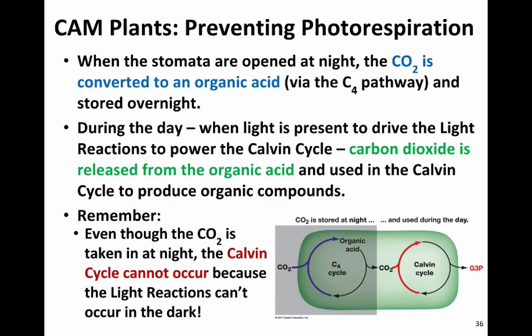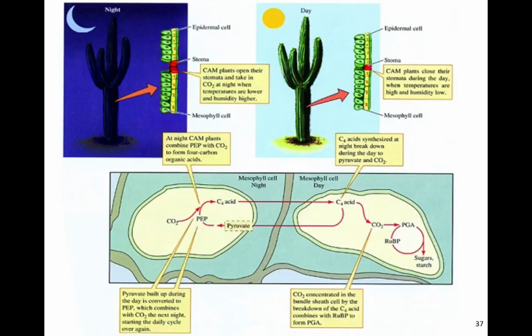And so instead, the CAM plants store their CO2 as part of malic acid. So they store it in this organic acid known as malic acid overnight until it can be released and used when the light reactions start again during the lighted hours. And even though the CO2 is taken in at night, the Calvin cycle cannot occur because those light reactions can't go on in the dark. They require light.